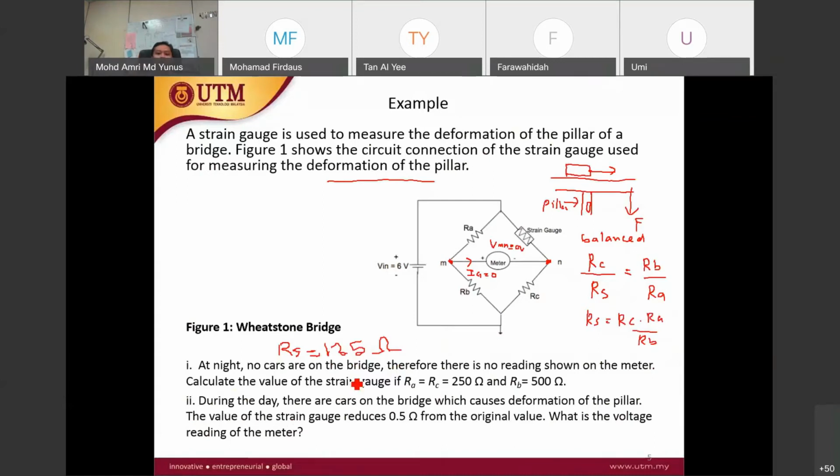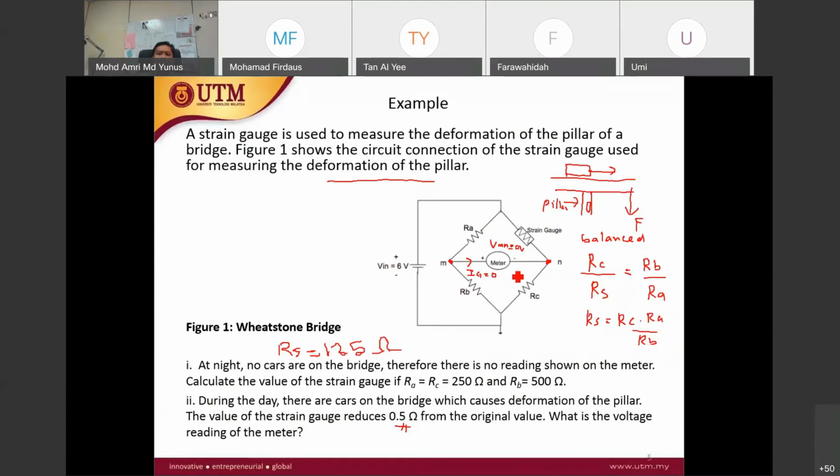During the day, there are cars on the bridge which cause deformation on the pillar, and the value of the strain gauge reduces by 0.5 ohm. What is the voltage reading of the meter? But this is quite tricky. I don't think the answer will be direct.